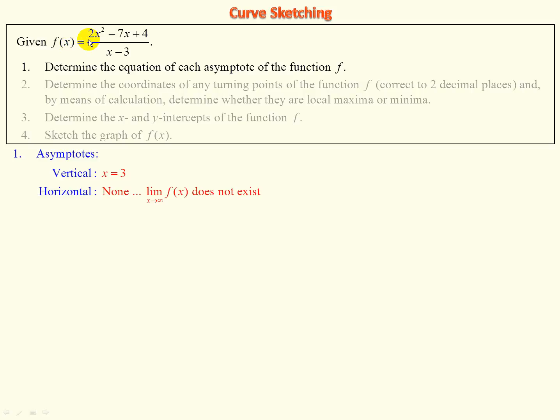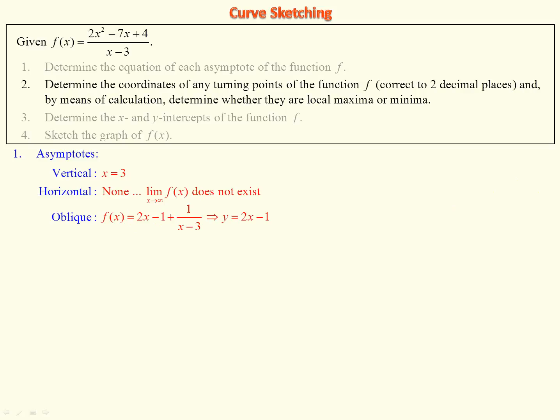Now we do a long division. We divide x minus 3 into that numerator, and we end up with 2x minus 1 with a remainder of 1, which is still to be divided, so we'll leave it for somebody else to do. Now, as x tends to infinity, 1 over x minus 3 is going to tend to 0, which means overall f of x is going to tend towards 2x minus 1 plus 0, which means y equals 2x minus 1 is your oblique asymptote.